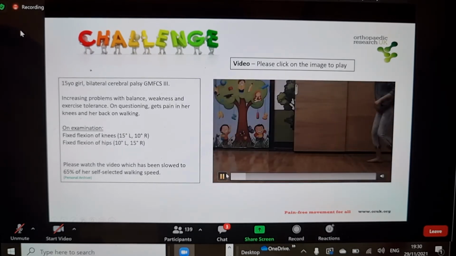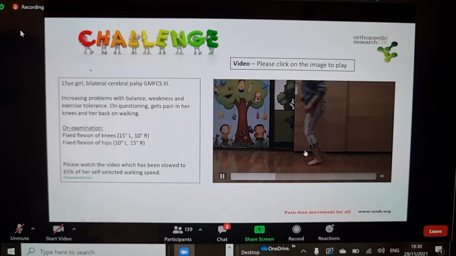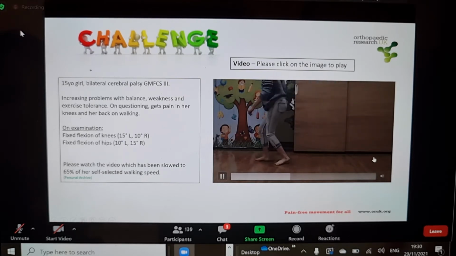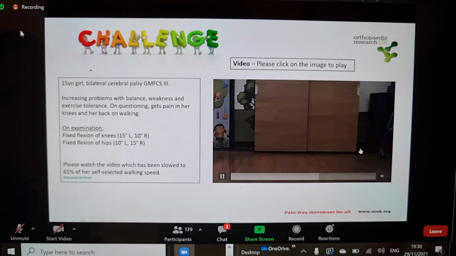So, mild fixed flexion deformities of her knee, well, say mild, 10 degrees plus on both sides, and fixed flexion deformities of her hips, pain in her knees, pain in her back. She volunteers she's got a problem with weakness and exercise tolerance, and she wants to walk straighter.